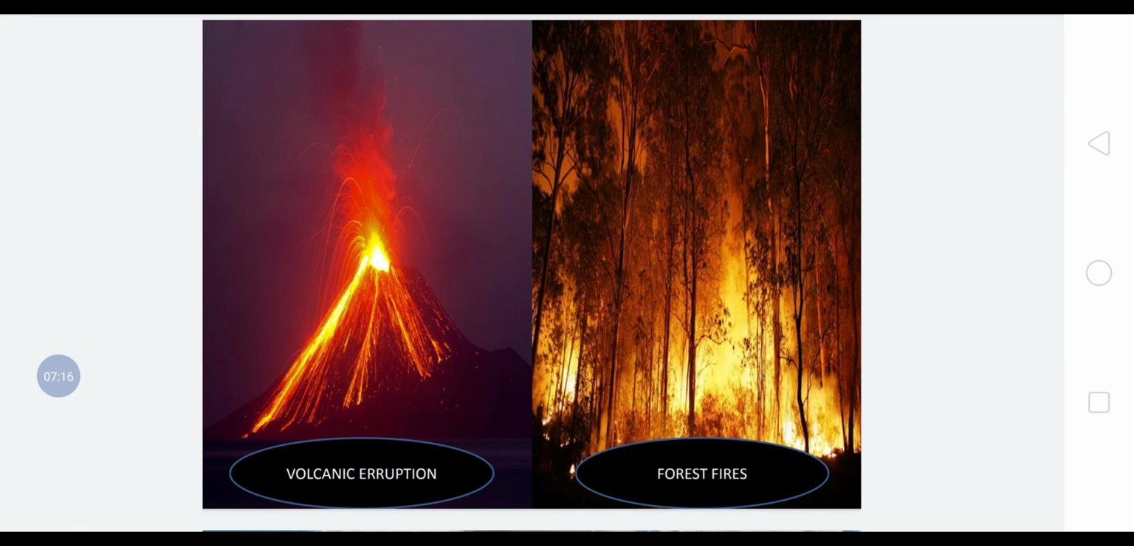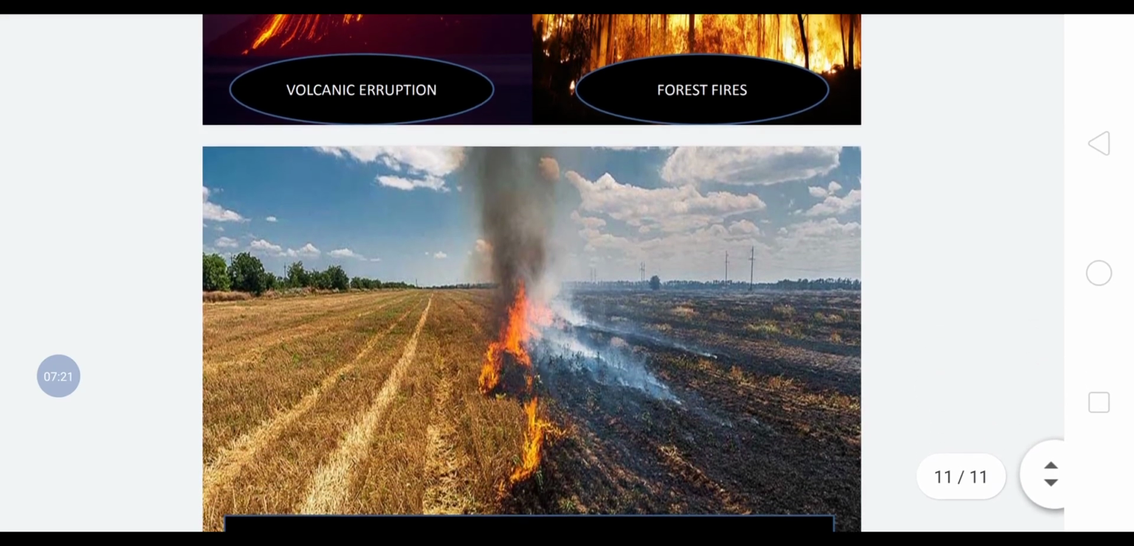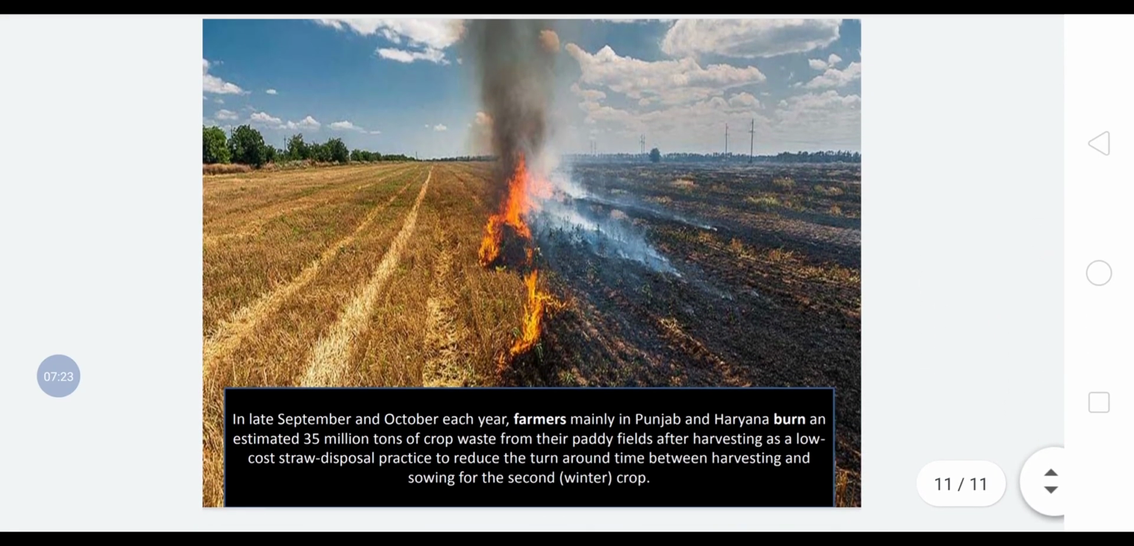In addition to it, I want to add here that pollution is also caused by burning of the husk by the farmers. We know that in late September and October each year, farmers mainly in Punjab and Haryana burn the crop waste from their paddy fields after harvesting and before starting with the new crop. They burn their paddy fields before sowing for the second crop, that is the winter crop.